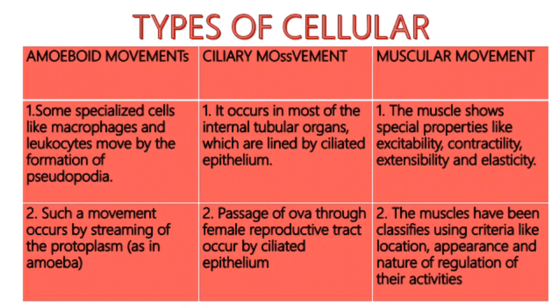Ciliary movement occurs in most of the internal tubular organs which are lined by ciliated epithelium. Passage of ova through the female reproductive tract occurs by ciliated epithelium. Muscular movement: the muscle shows special properties like excitability, contractility, extensibility and elasticity. The muscles have been classified using criteria like location, appearance, and nature of regulation of their activities.